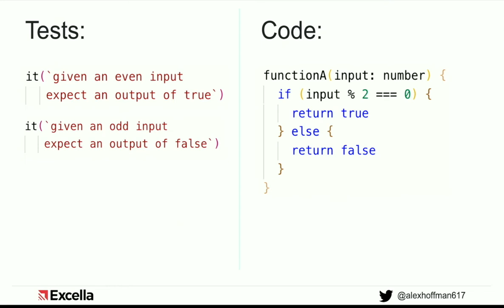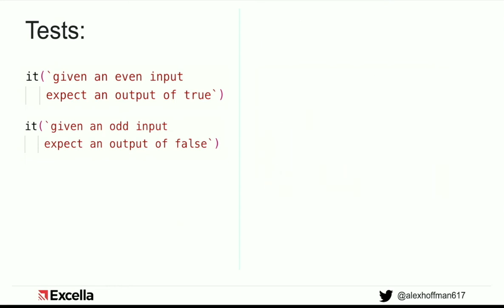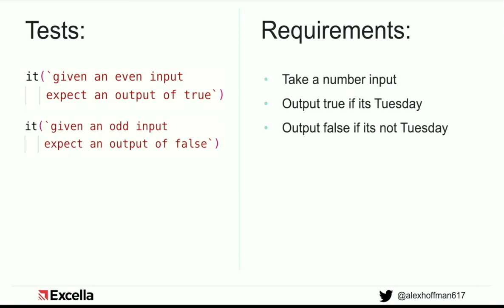Pretty basic, pretty simple. However, what were our requirements for that piece of code? Take a number input, output true if it's Tuesday, output false if it's not Tuesday. So our code's super broken, and now we just wrote two tests that say that our broken code is actually working. When that bug pops up in a month or so, it's going to be twice as hard to find it because our tests say that it works.